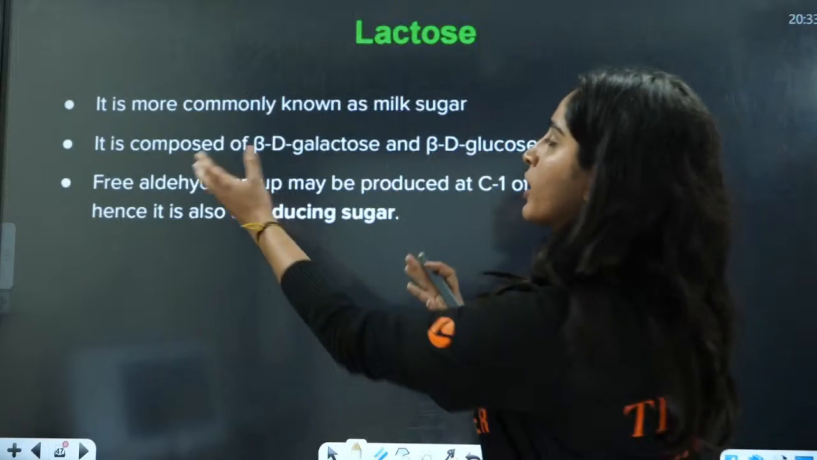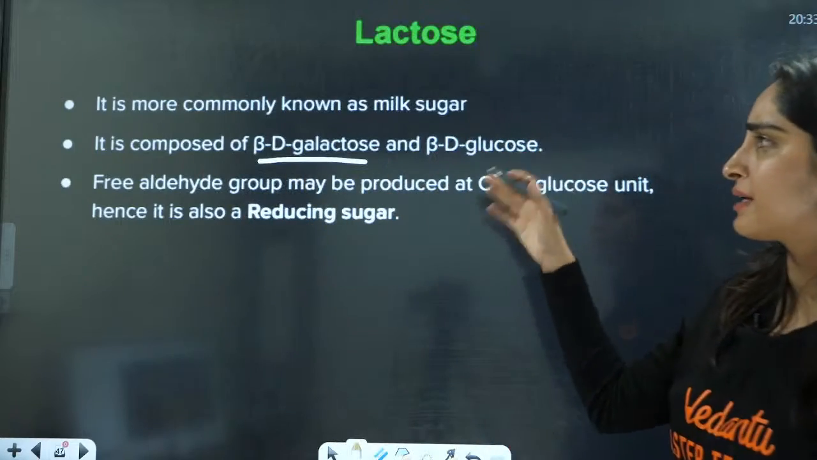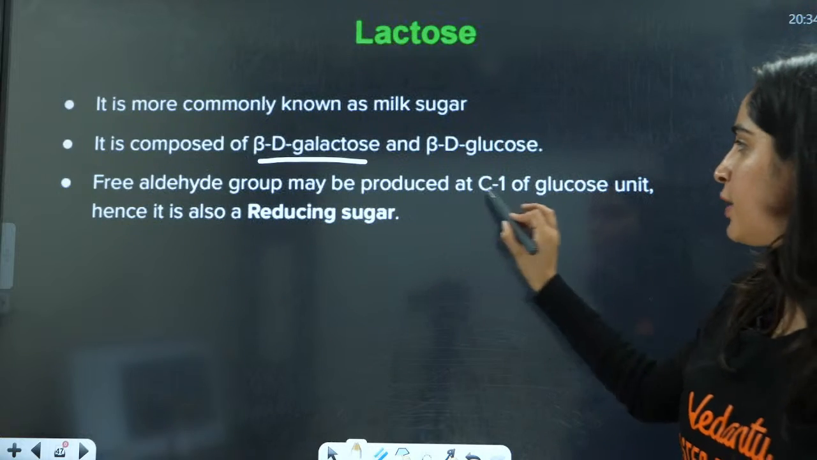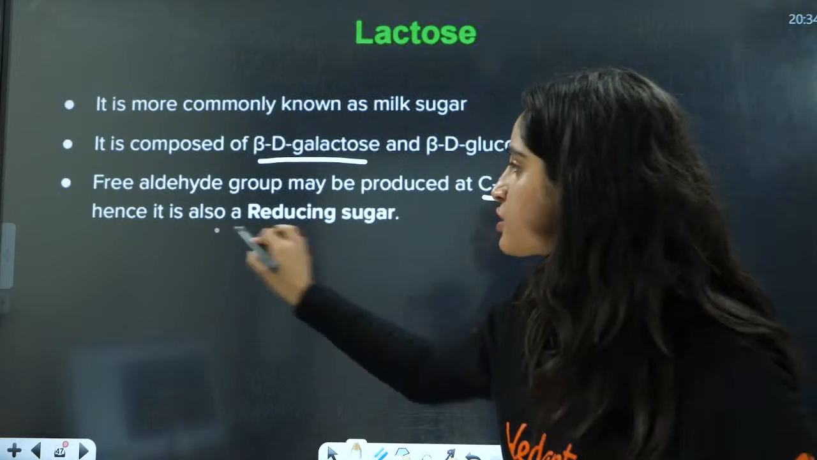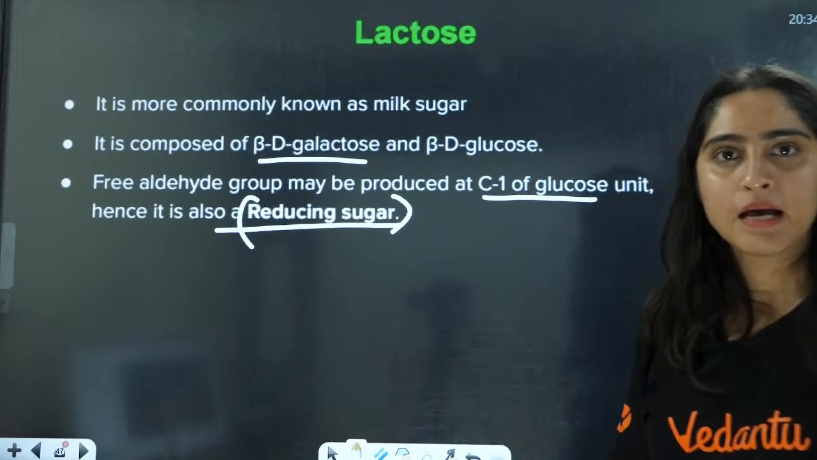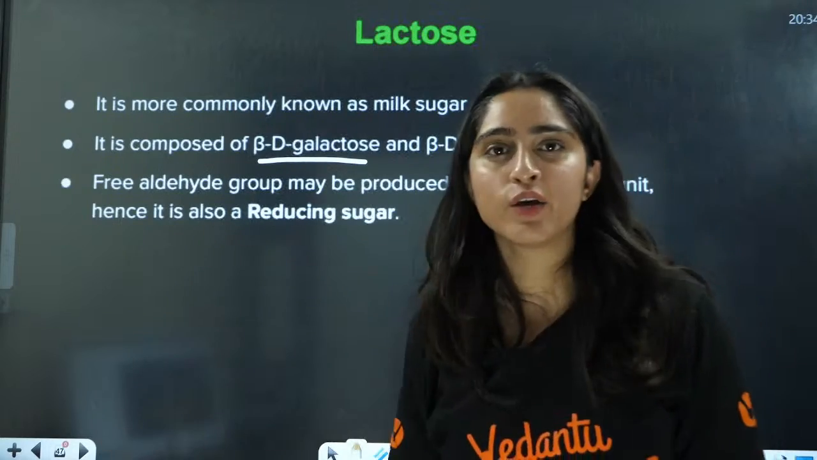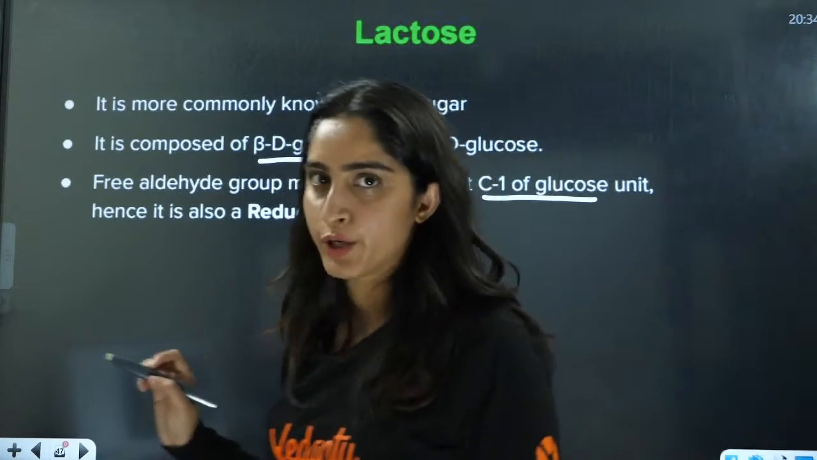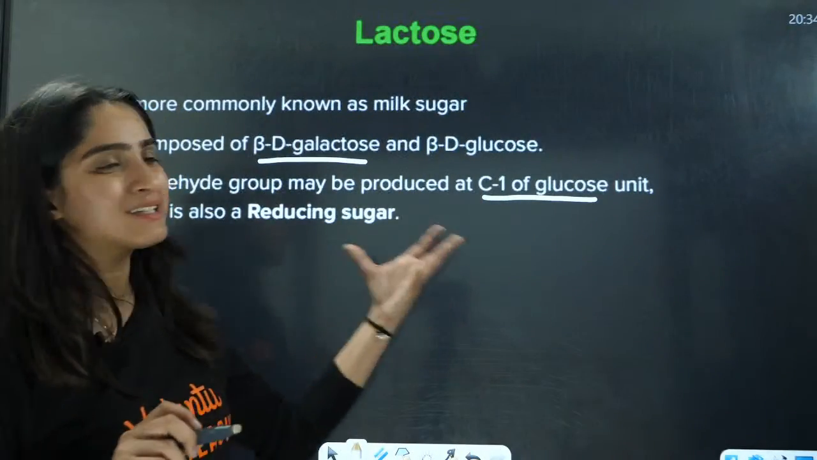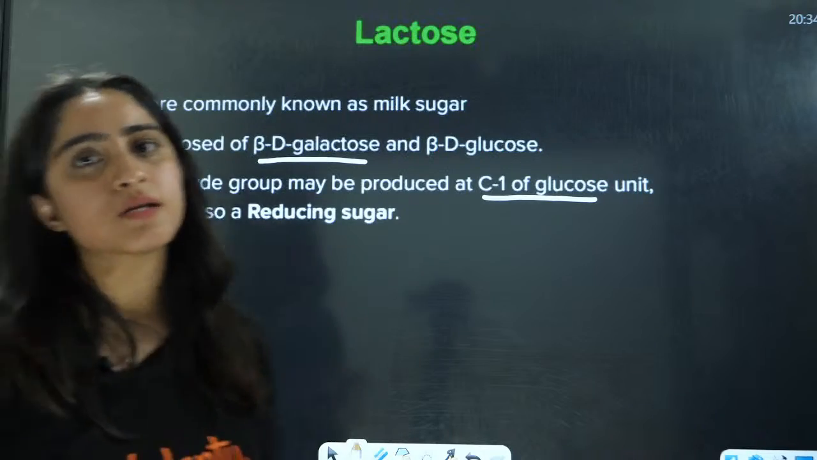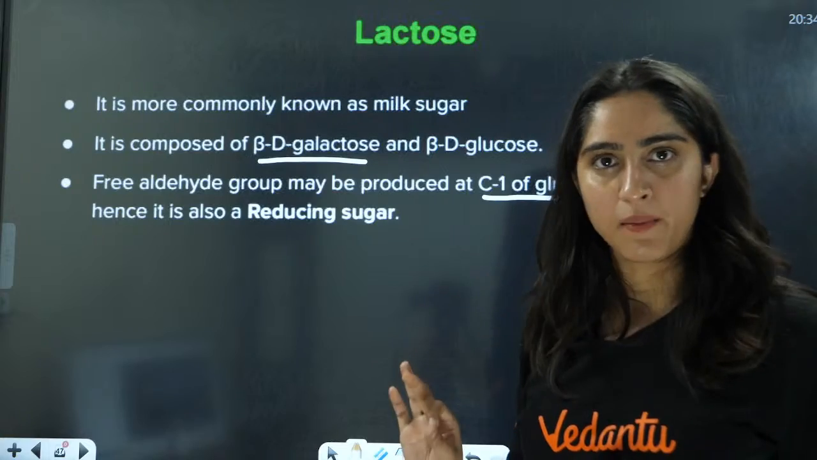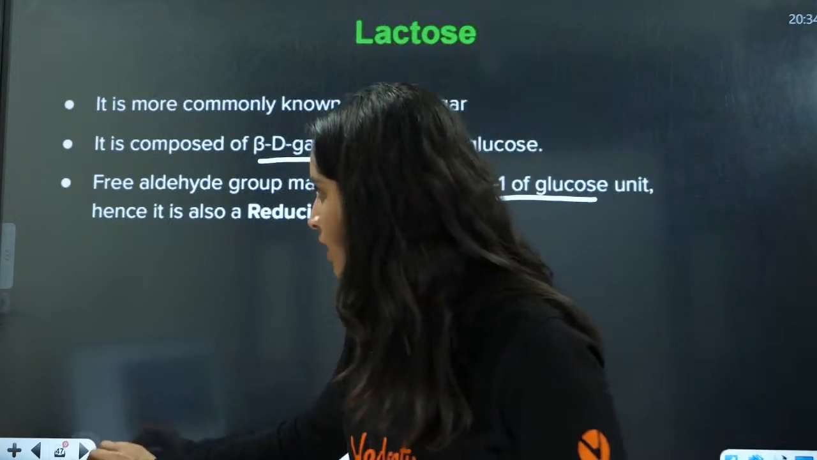This is found in milk sugar. It is supposed to be beta-D galactose and beta-D glucose, right? Okay, a free aldehyde group may be produced at C1 of the glucose unit. Hence, it is also a reducing sugar, right? This is also a reducing sugar. All monosaccharides are reducing sugars, right? What about the disaccharides? Sucrose is not a reducing sugar. Okay, this is a reducing sugar.